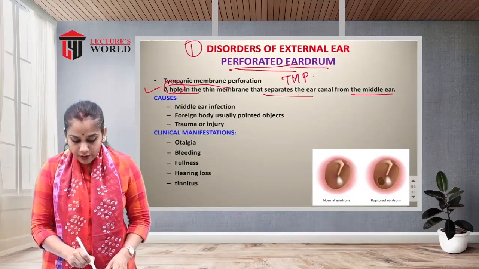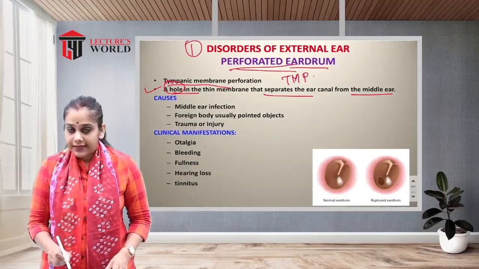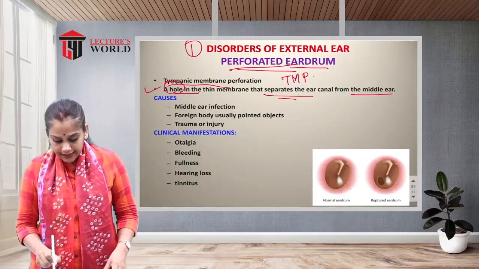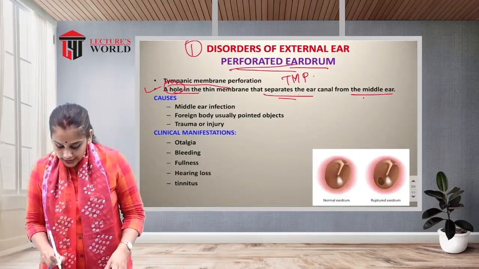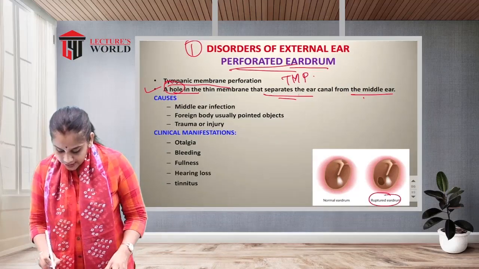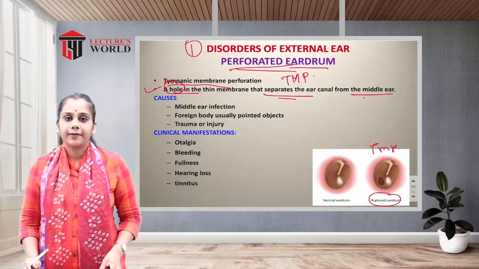So there will be a hole in the thin membrane that separates the ear canal from the middle ear. You can see in this figure, this is the ruptured eardrum, or we can say it is a tympanic membrane perforation.